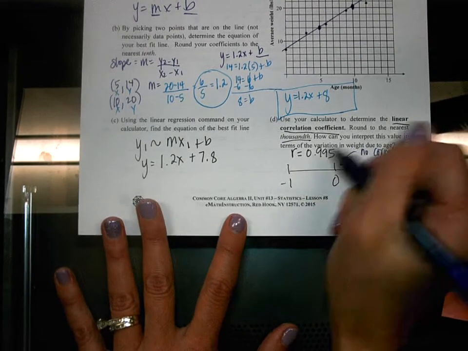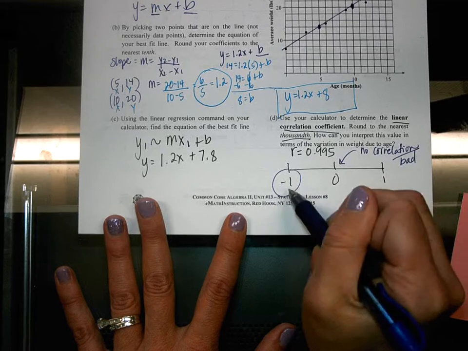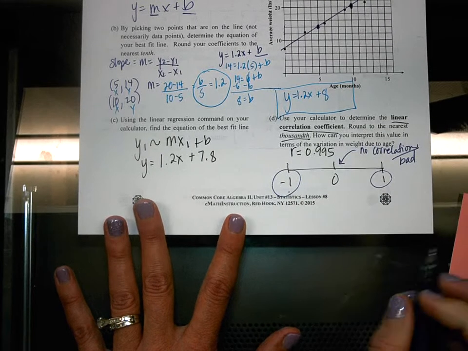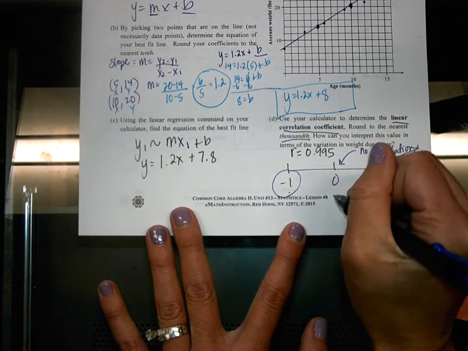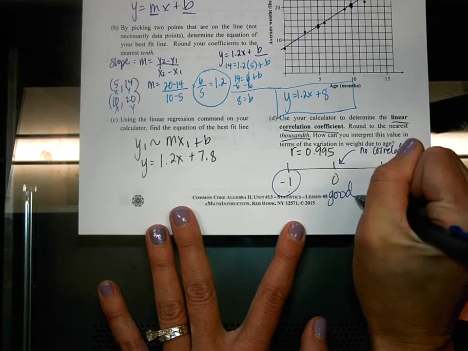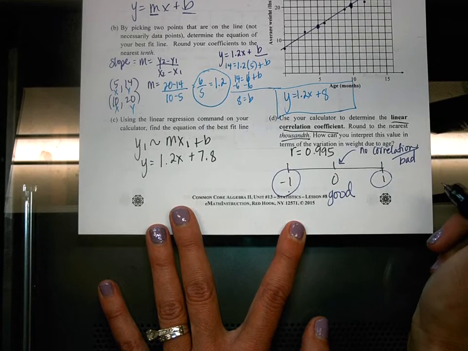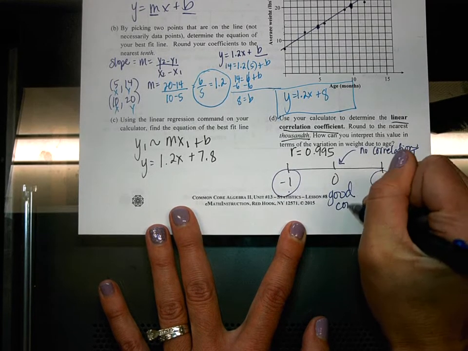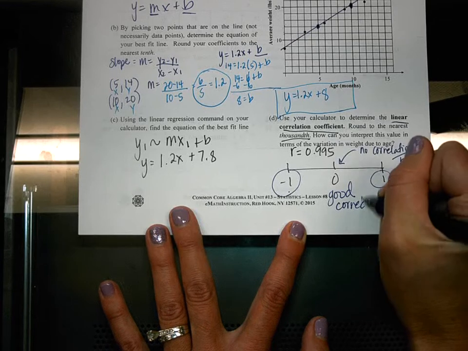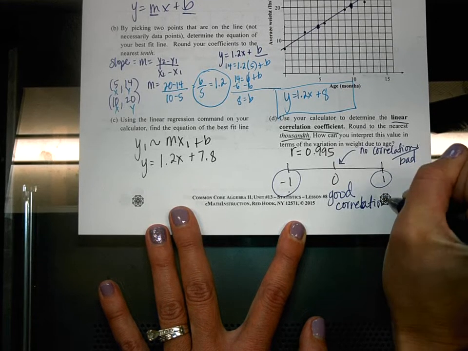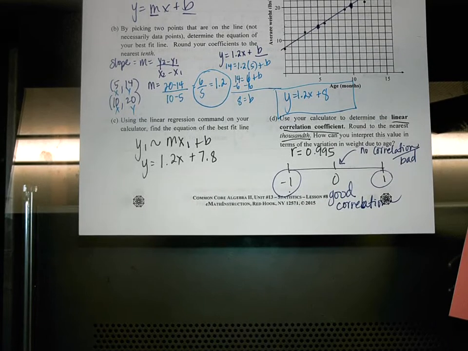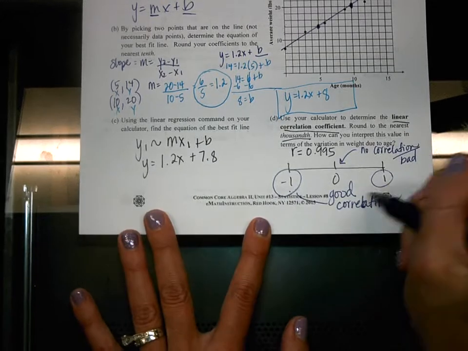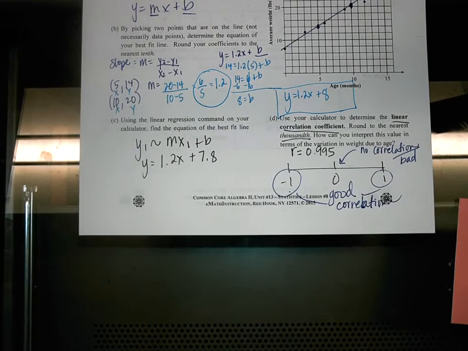Okay? So if you're anywhere close to -1 or close to 1, that is a good correlation or a good equation. So anything that's close to -1 or +1 is a good correlation.